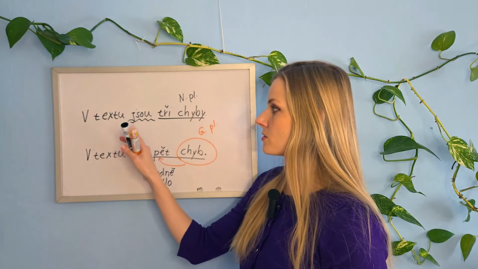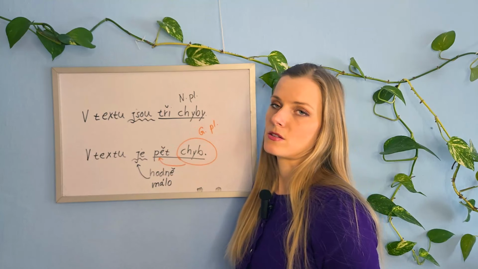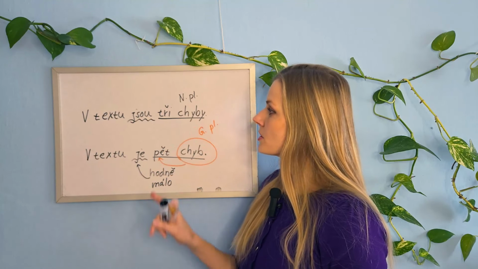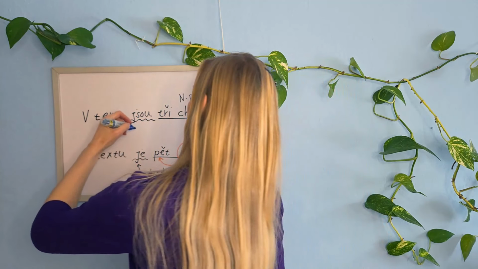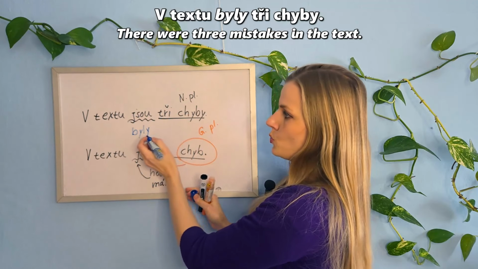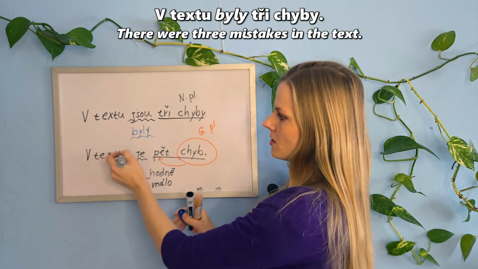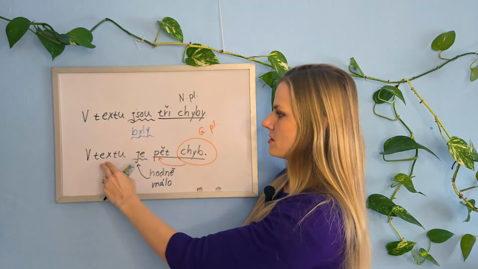I also want to bring something else to your attention. This is present tense. So, what happens if we use the past tense? For example, there were 3 mistakes in the text. Here it would be byly, because we say ty chyby byly. The mistakes were, no problem. And what about here? There were 5 mistakes, or there were a lot of mistakes in the text.